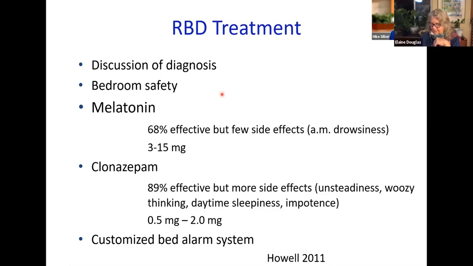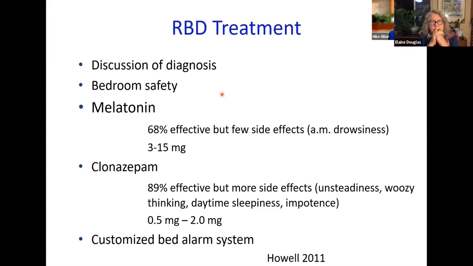left without any ammunition. As far as medication goes, the first line of treatment is the over-the-counter natural hormone called melatonin. Studies have shown that this is effective in reducing the dream acting out in about 68% of patients, which is pretty good, not perfect by any means.